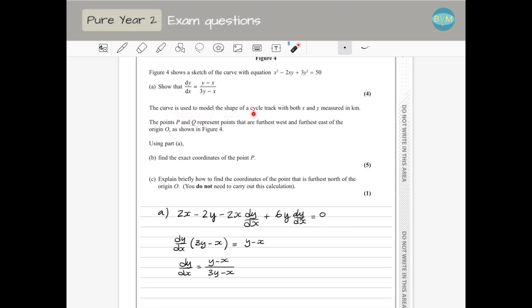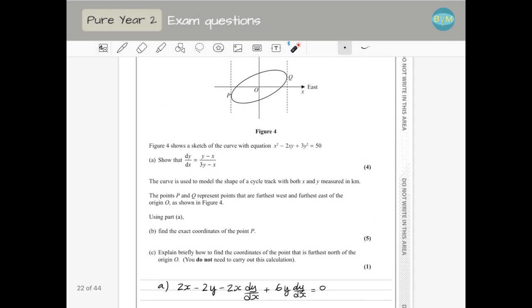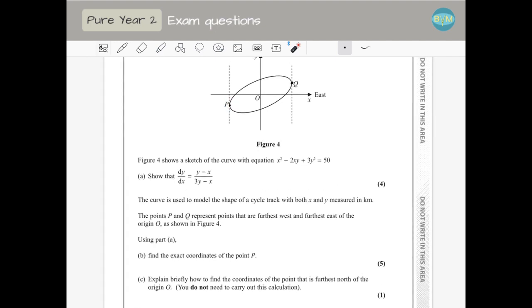The curve is used to model the shape of a cycle track with both x and y measured in kilometers. The points P and Q represent the points that are farthest west and farthest east of the origin. So P and Q are the more to the left and the more to the right. Using part A, so using the expression for the derivative, find the exact coordinates of the point P. So P is the one more to the left, or the one most west.